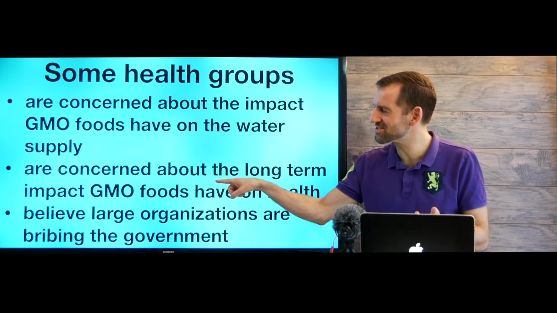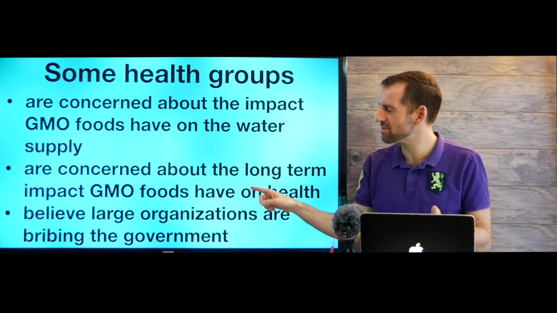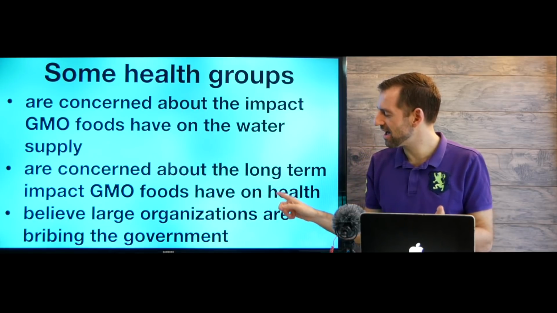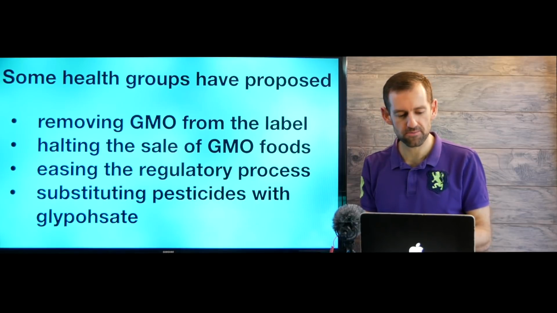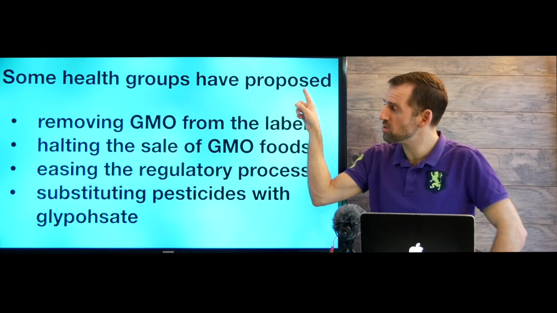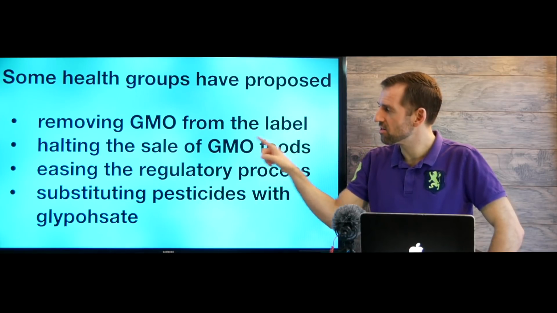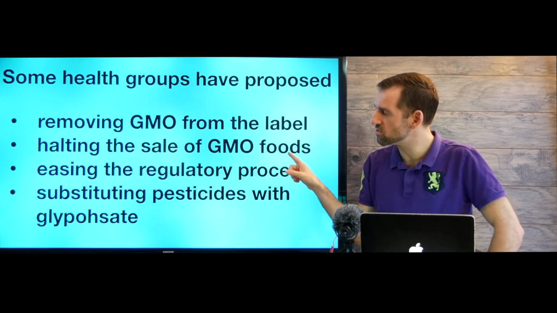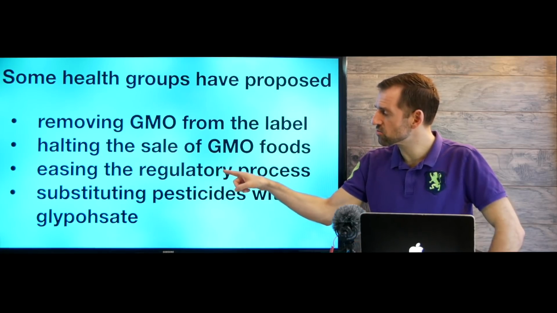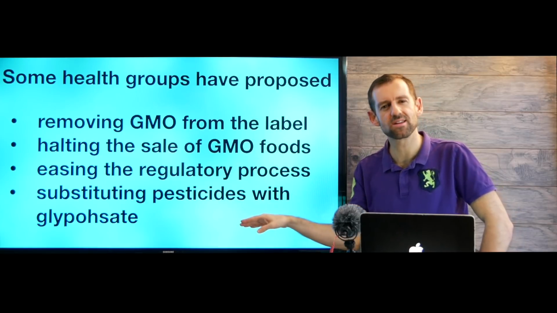So this is the right answer, okay? Some health groups are concerned about the long-term impact GMO foods have on health. Okay, so let's go to this one. Some health groups have proposed removing GMO from the label, halting the sale of GMO foods, easing the regulatory process, substituting pesticides with glyphosate. Okay, which one do you think it is?